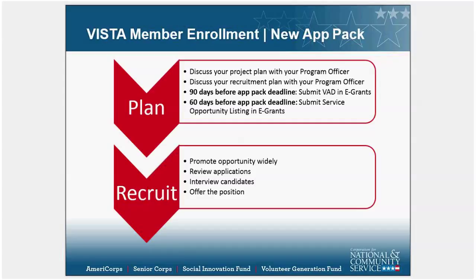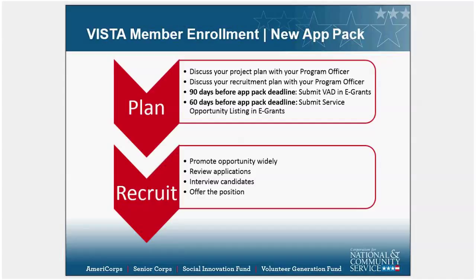Then the VAD really is going to inform your next step. Once you've got a strong VAD in there, that's when you're going to go to the second step and look at putting together the service opportunity listing in eGrants. That's when you go into eGrants and draft what this position is going to do: the member duties, the service description, the benefits, the application timeline. That's the posting that goes on to the My AmeriCorps portal, and that's where folks apply.